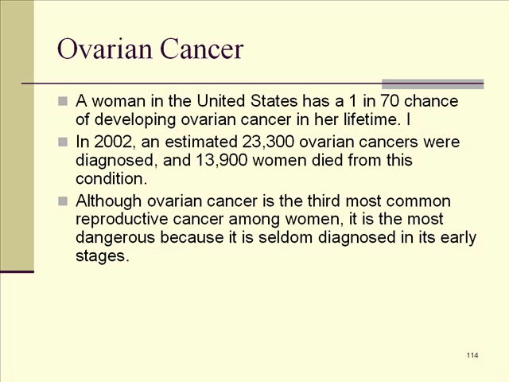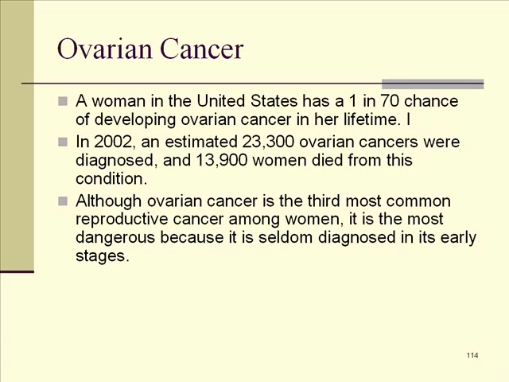I talked about and alluded to ovarian cancers before, and I'll bring that back up again, remembering the location of the ovaries in the female reproductive system. In the United States, women have a 1 in 70 chance of developing ovarian cancer in a lifetime. Again, numbers in your book refer to a 2002 estimate of about 23,000 cases of ovarian cancer diagnosed. About 13,000 or 14,000 women die from the condition each year.